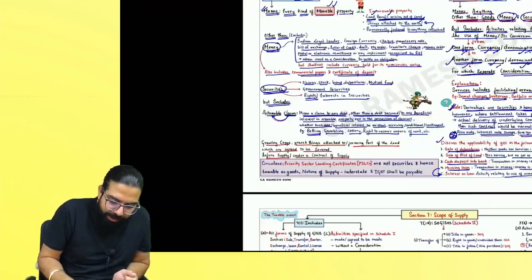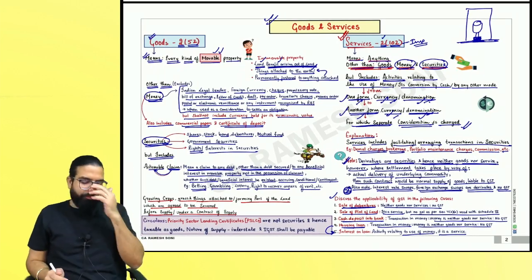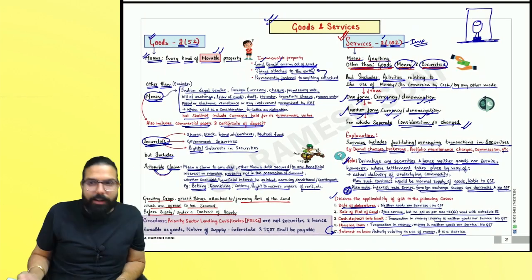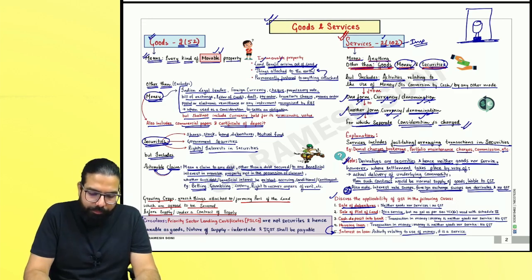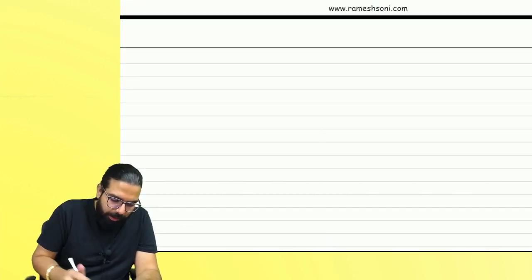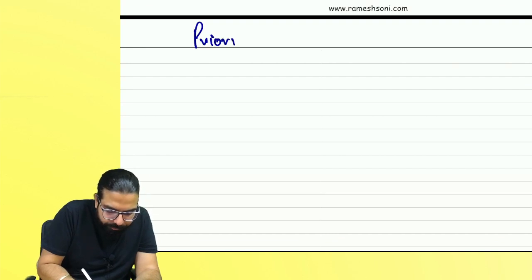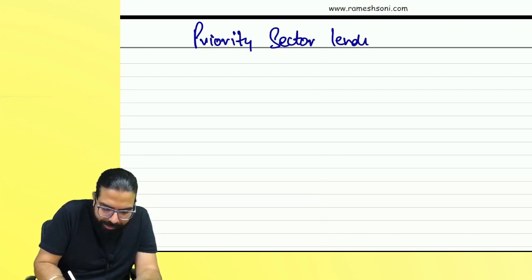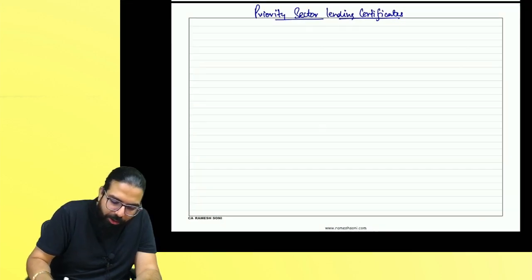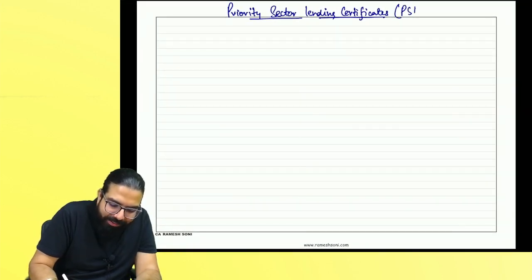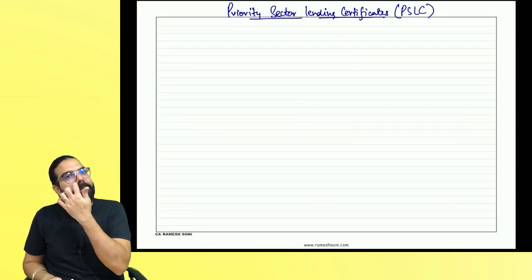Everyone on the left side, can you see the left side? Priority sector lending certificate. Please come to PSLC. Priority sector lending certificates, we also call them PSLC. Everyone over here, listen to me very carefully.